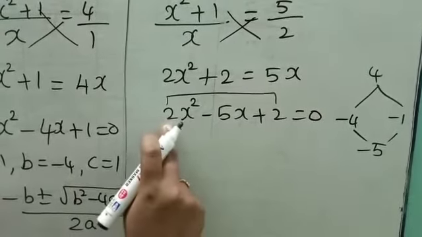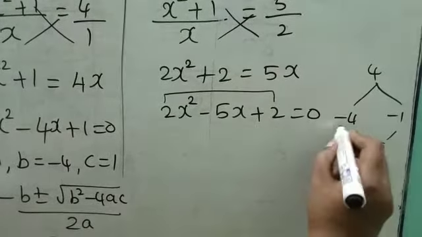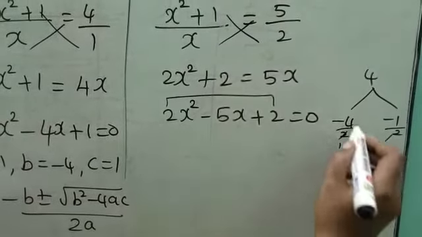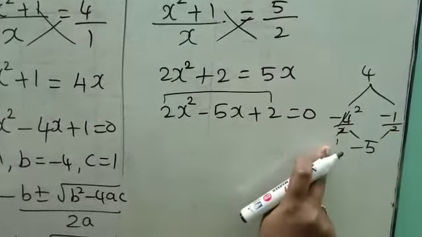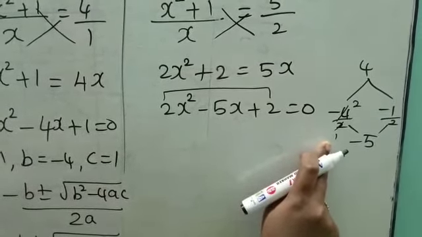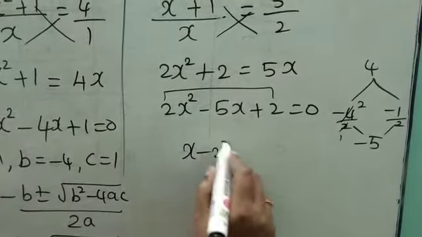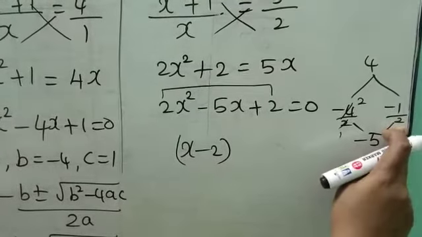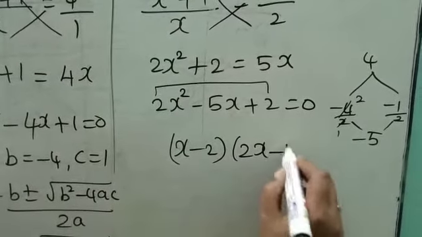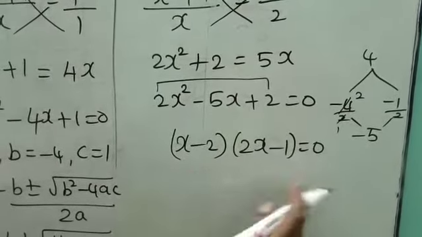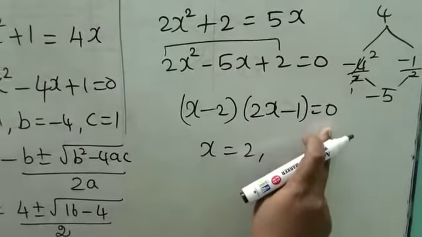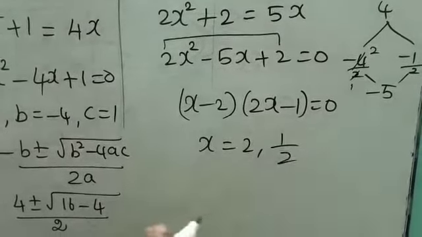Here the coefficient of x² is 2, therefore write 2 in the denominator. We cancel by 2 table, this is 1 time, this is 2 time. Therefore, multiply x in the denominator, you get x minus 2. Another one here, multiply x in the denominator, 2x minus 1 equal to 0. Equating to 0, you will get x equal to 2. 2x minus 1 equal to 0, you will get x equal to 1 by 2.